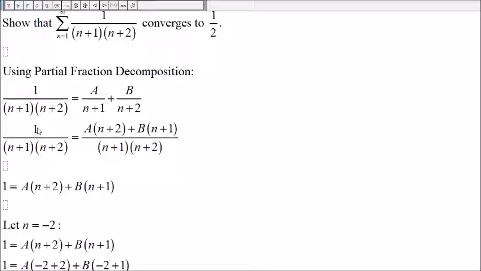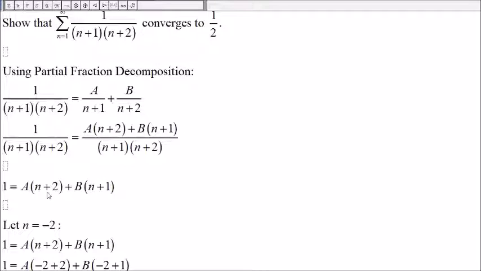And so now we have this quotient is equal to this quotient. The two denominators are the same, and therefore the two numerators have to be the same. So we have 1 is equal to a times n plus 2 plus b times n plus 1. And this equation here is true for any n, and therefore we want to find what is a and what is b.